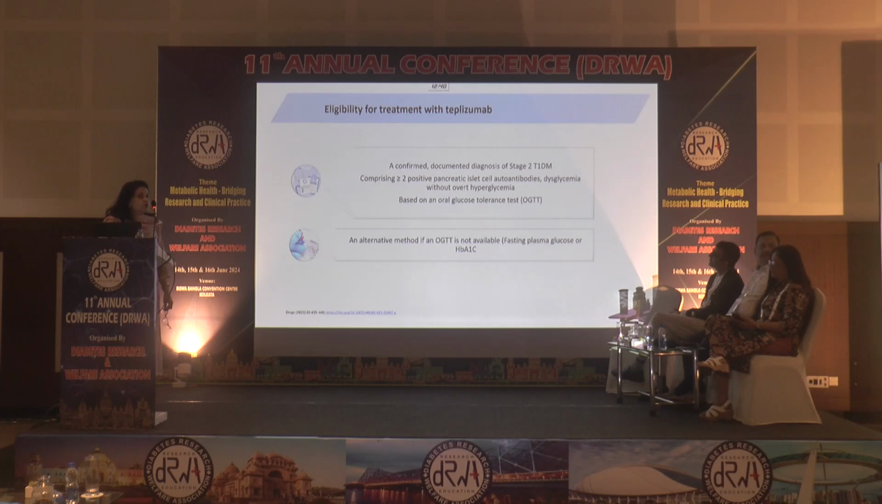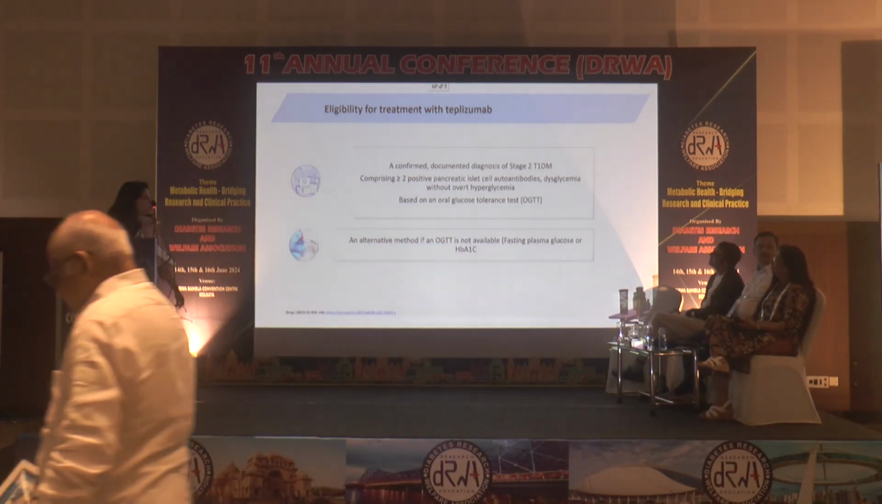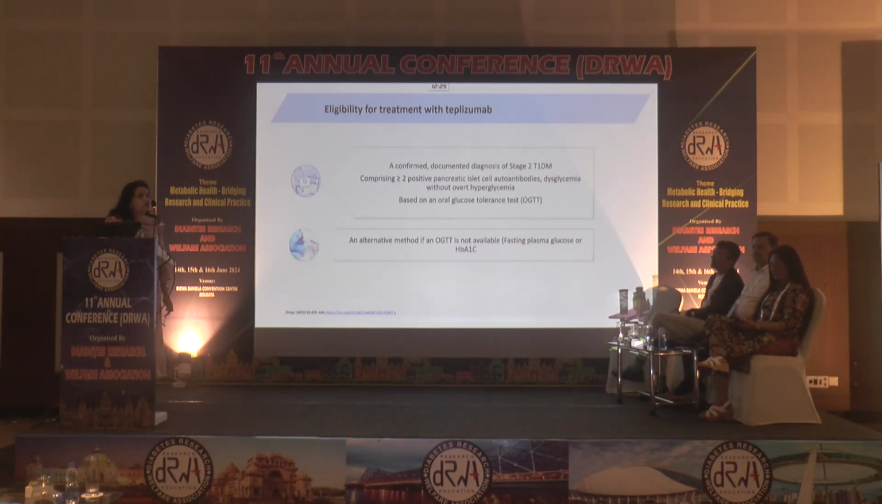Dysglycemia without overt hyperglycemia, because if you have overt hyperglycemia, you are obviously already type 1 stage 3. This could be based on an oral glucose tolerance test, and if an OGTT is not available, probably you could take a fasting plasma glucose between 110 to 126 or an HbA1c value.